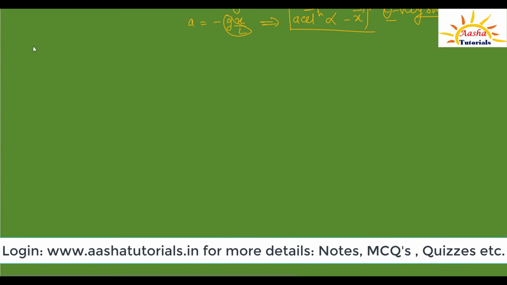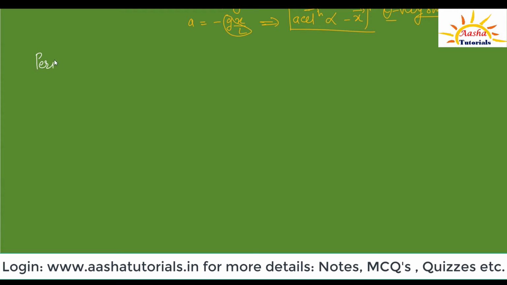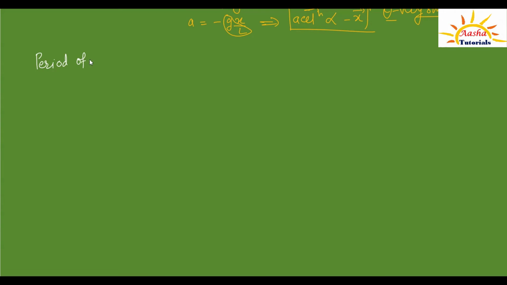Now, as we are talking about the pendulum, let us find the period of a simple pendulum. Relation of period of simple pendulum: T is equal to 2 pi by omega. So we just need to find the value of omega. How can we do that?